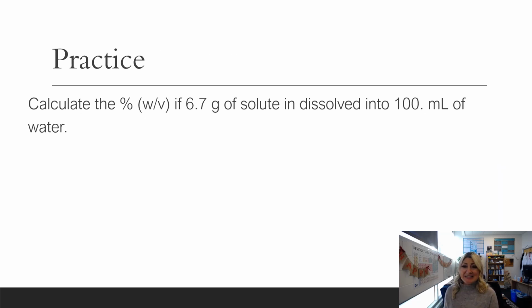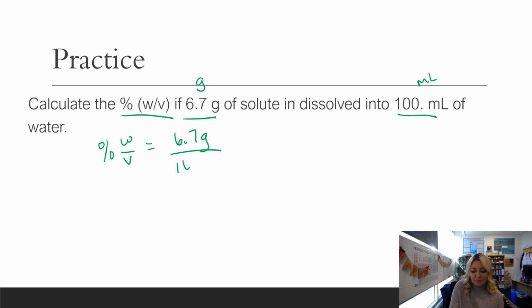I promised you we'd be ending on an easy note. Check this out. We're going to calculate the percent weight by volume if 6.7 grams, that's my grams of solute, is dissolved in 100. milliliters of water. That's my milliliters. According to my percent weight by volume, my mass, 6.7 grams of solute divided by 100. milliliters of solution. This is going to give me a decimal. I'm going to multiply it by 100 to make this a percent. I am going to report in the least number of sig figs given in the problem, which is 2. My answer is 6.7%. It's that easy.